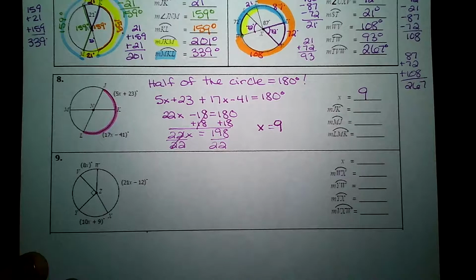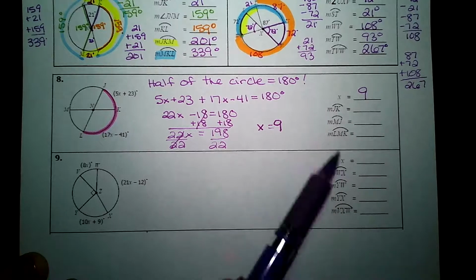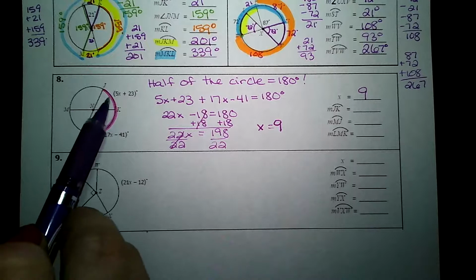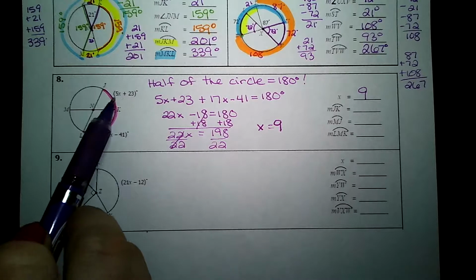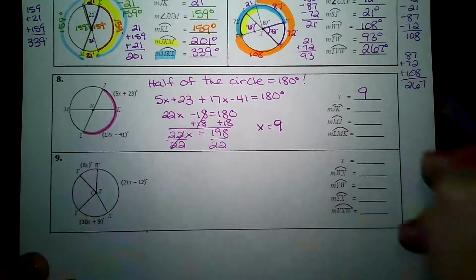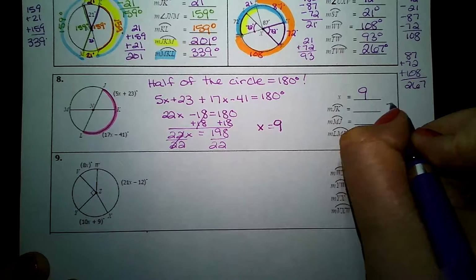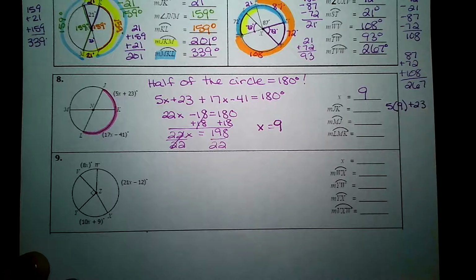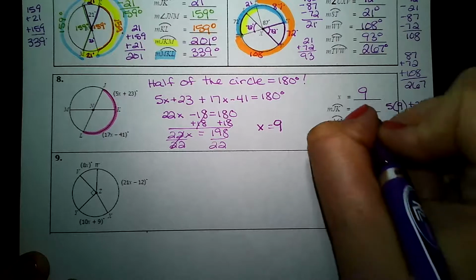Now that I know the value of x, I can plug back in to find these other arc values. So let's take a look at our picture. Arc JK, that's the 5x plus 23. So arc JK is going to be 5 times our value of x, which is 9, plus the 23 degrees. Well, 5 times 9 is 45, and 45 plus 23 is 68.